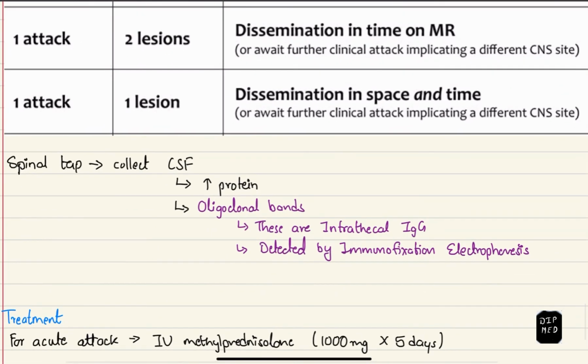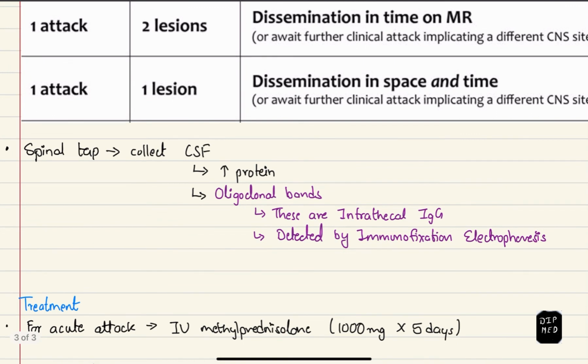The next investigation that can be done is collecting CSF by spinal tap and looking for oligoclonal bands. These are intrathecal IgG bodies and are detected by immunofixation electrophoresis. There is also an increase in CSF protein.